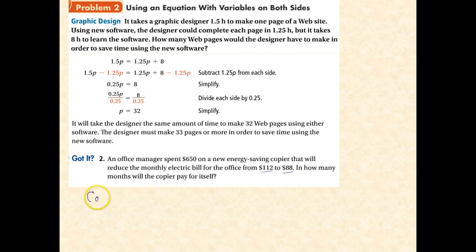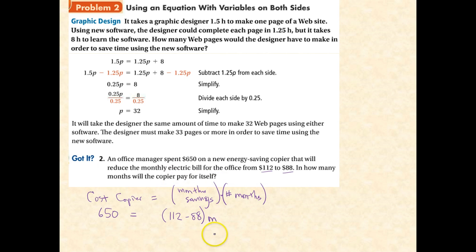So we want to know, when does the cost of the copier equal how much money we're going to save, which is your monthly savings times the number of months. So the cost of the copier is $650. Your monthly savings is 112 minus 88. And the number of months is what we're trying to find out. So that's going to be our variable.